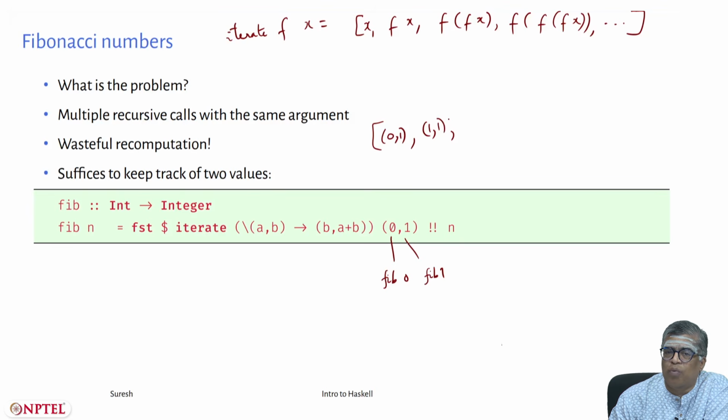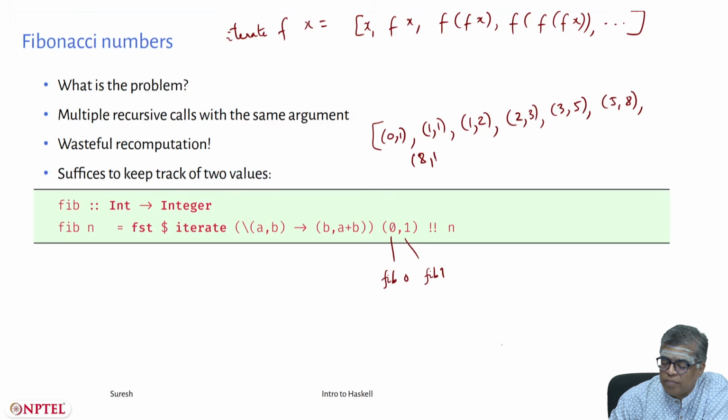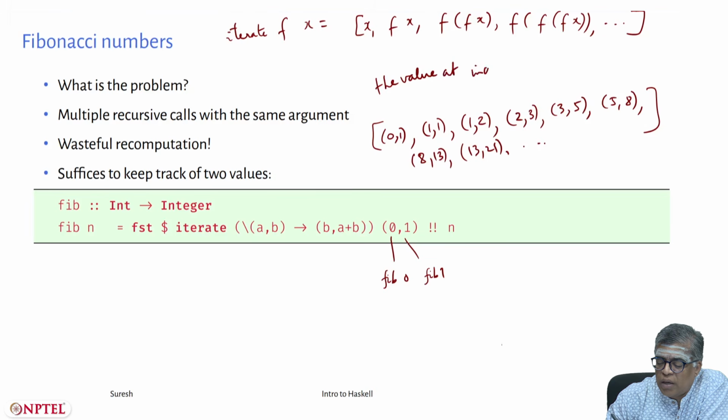Now I will switch the 1 on the right to the left, and on the right I will put 1 plus 1, 2, right, and then now 2, 3, 3, 5, 5, 8, 8, 13, 13, 21, and so on it goes. So the nth value, the value at index n, stores the pair fib n and fib n plus 1, right.